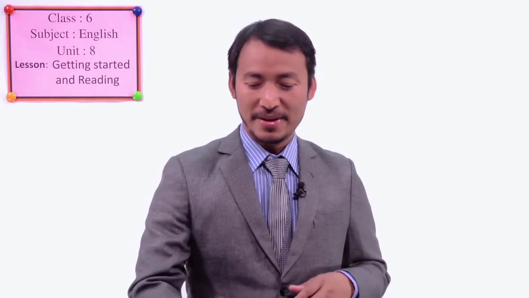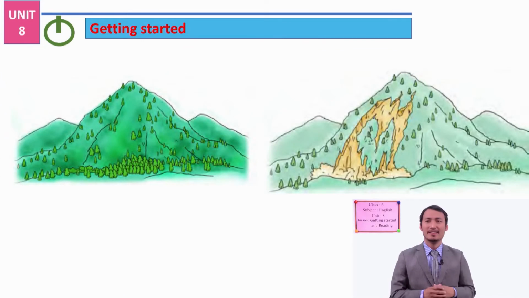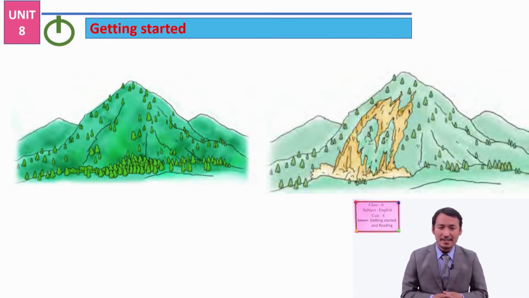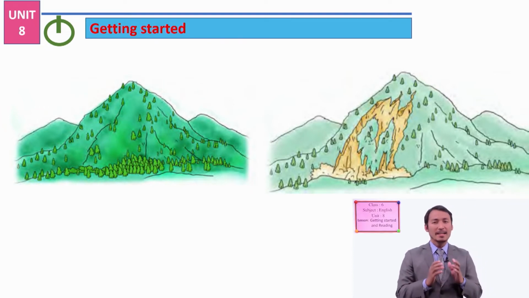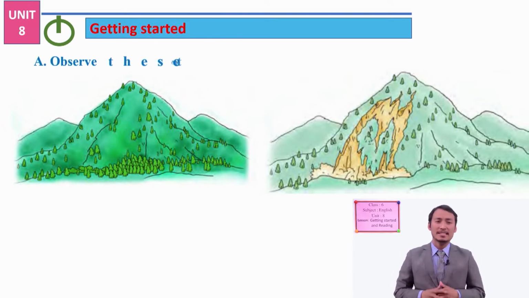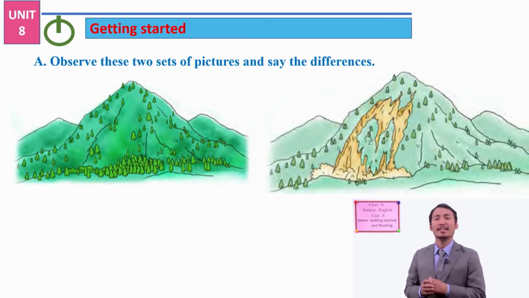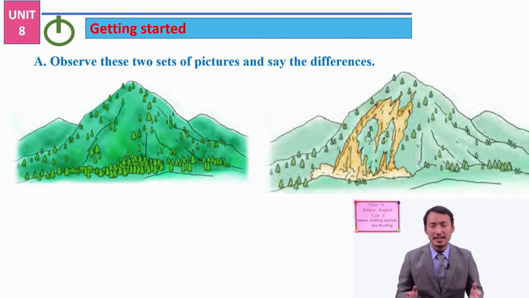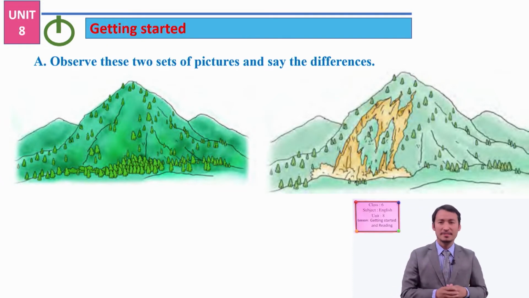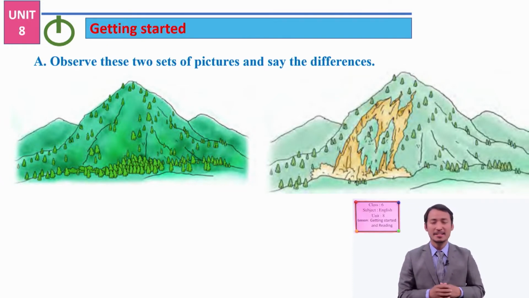In this first page, we have, look at this. What are these things? Yes, these are mountains or hills. Hills, right? Our task is to observe these two pictures and say the differences. Can you see the differences? Yes, you can see the differences.